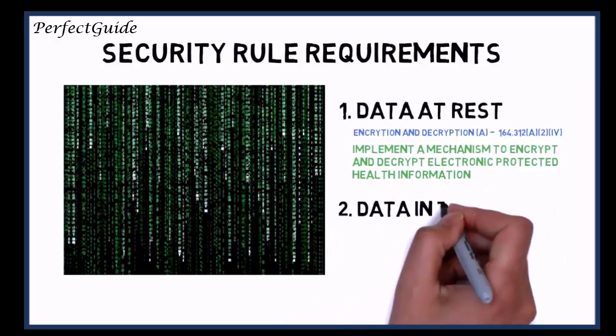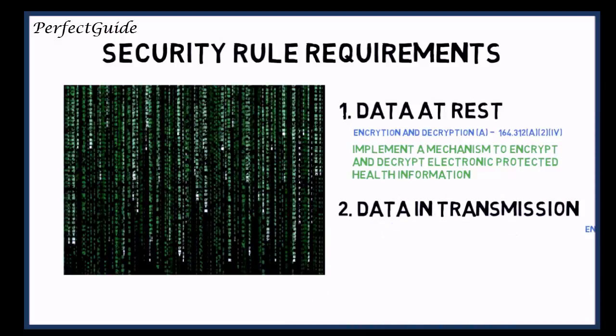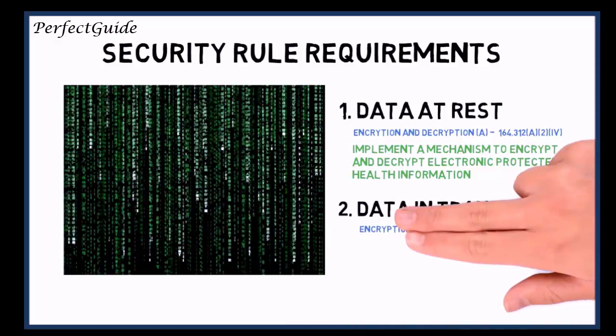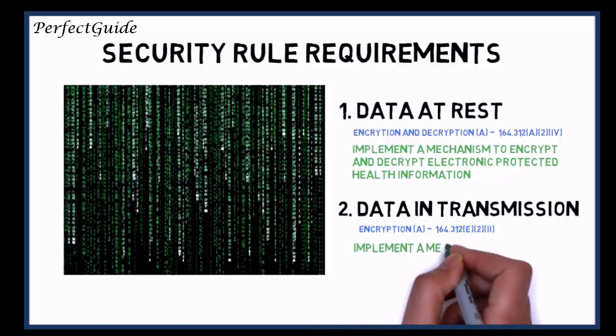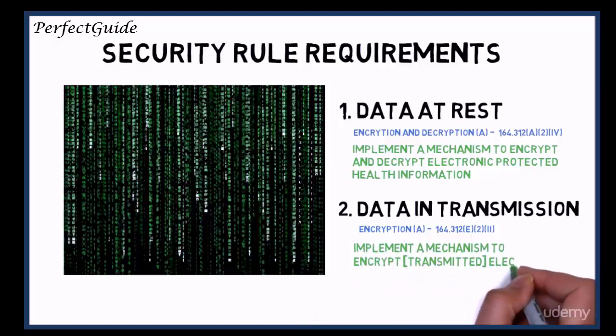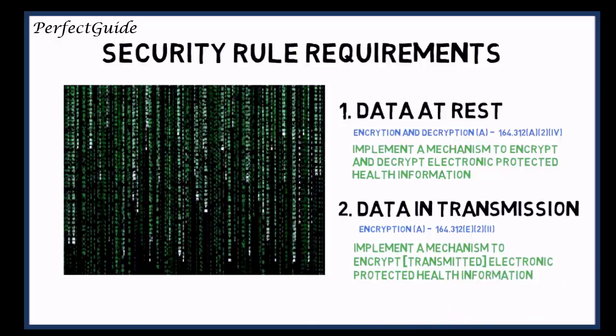The second security rule requirement concerns data in transmission. This encryption requirement is addressable and is codified in Federal Regulation 164.312(e)(2)(ii). It reads, "Implement a mechanism to encrypt transmitted electronic protected health information whenever deemed appropriate."